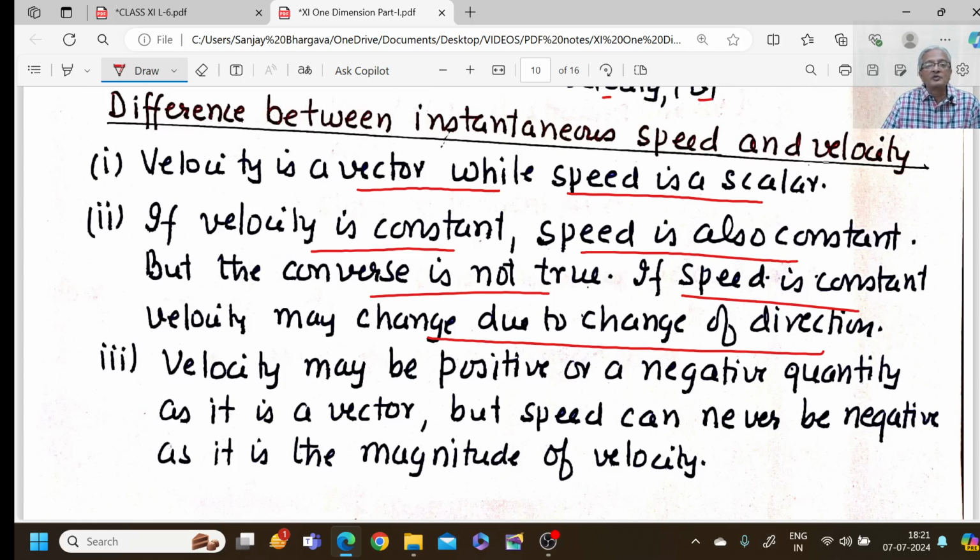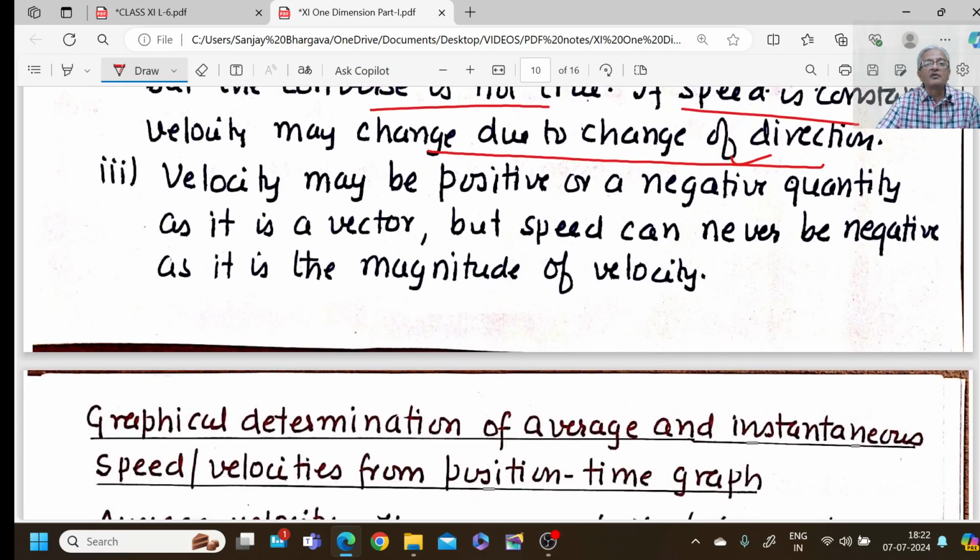Very important thing to be noticed here is, if the speed is constant, velocity may change, and it may change due to change of direction. So velocity can change either by the change of magnitude or by the change of direction, since velocity is a vector. Velocity may be positive or negative as it's a vector, but speed can never be negative as it's the magnitude of the velocity.